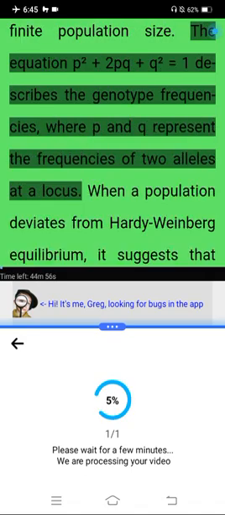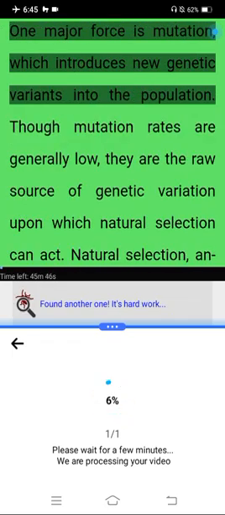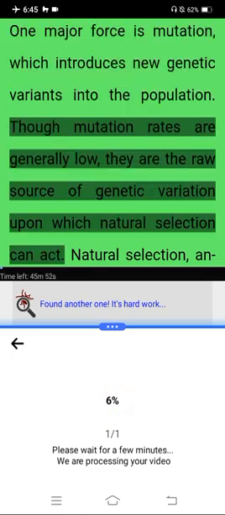The equation p² + 2pq + q² = 1 describes the genotype frequencies, where p and q represent the frequencies of two alleles at a locus. When a population deviates from Hardy-Weinberg equilibrium, it suggests that some evolutionary forces are acting upon it. One major force is mutation, which introduces new genetic variants into the population. Though mutation rates are generally low, they are the raw source of genetic variation upon which natural selection can act.